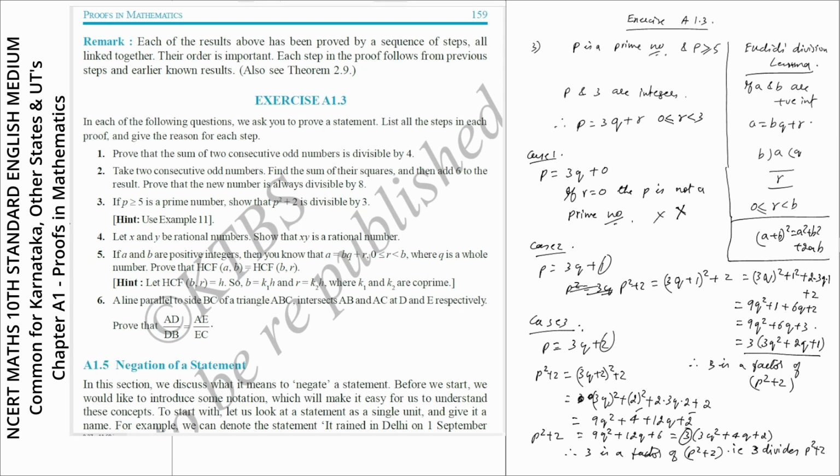When the remainder is 1, we get p square plus 2, which is divisible by 3. And again when the remainder is 2 also, we get 3 which divides p square plus 2. Therefore, whenever p is a prime number greater than or equal to 5, p square plus 2 is always divisible by 3.